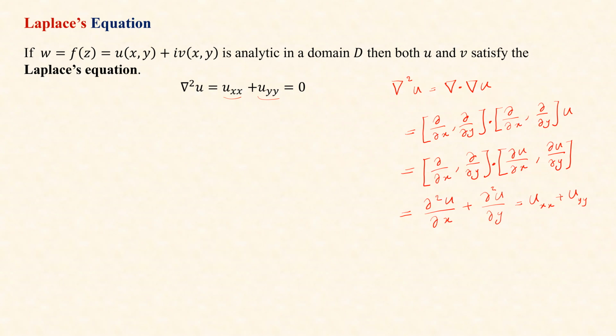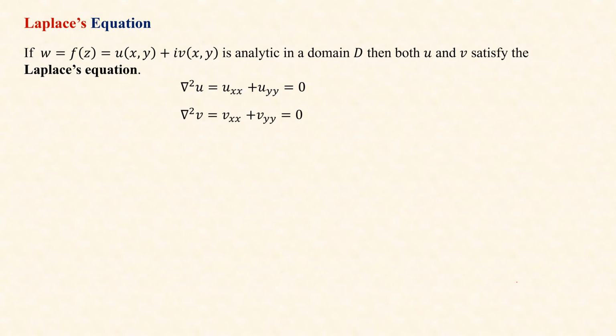All right. So we say that if the del squared of something is equal to 0, we call it the Laplace equation. Remember, when it wasn't 0, we called it the Poisson equation. But this is the Laplace equation. So del squared of u is equal to 0, and del squared of v is equal to 0 as well. So both u and v satisfy the Laplace equation. So if the function is analytic, all right?